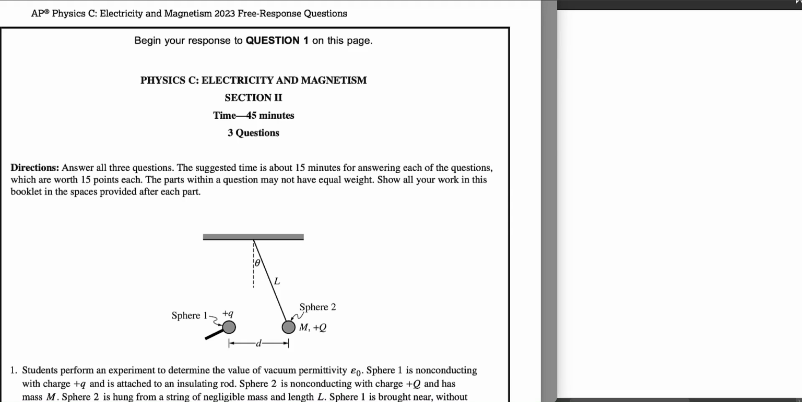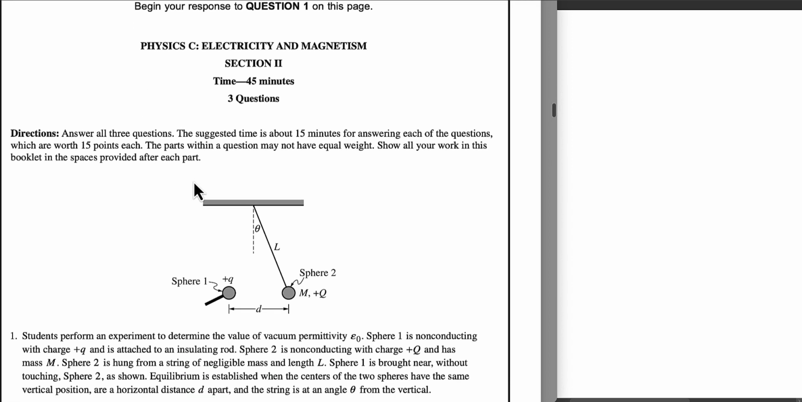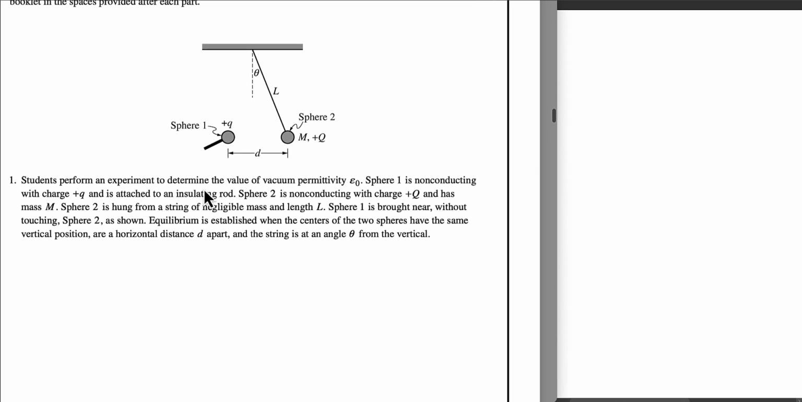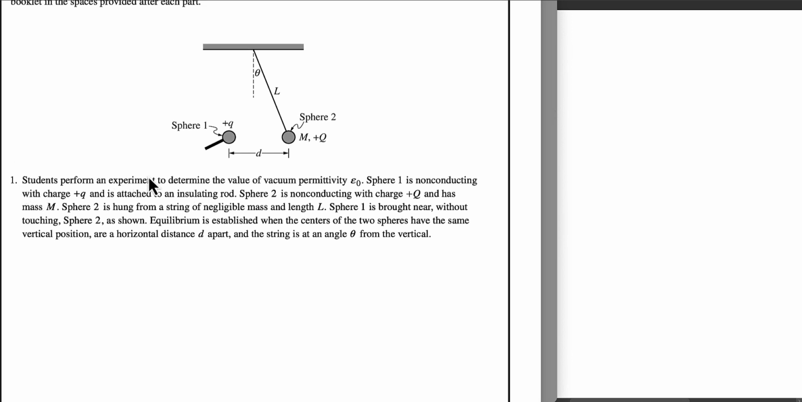Hello everyone, in this video I will talk about how to solve AP Physics C, Electricity and Magnetism free response question number 1. So first let's look at the setup. Students perform an experiment to determine the value of vacuum permittivity epsilon naught.